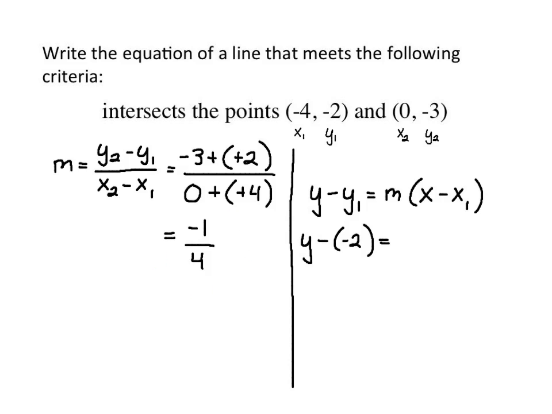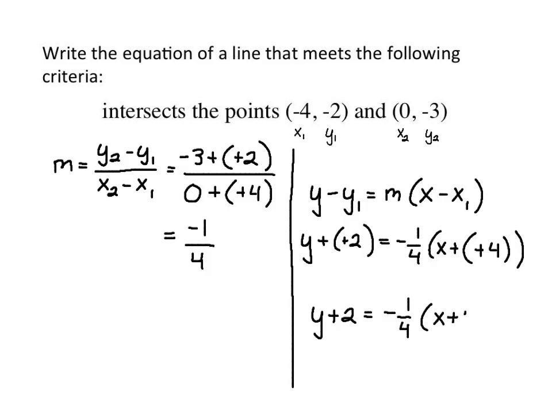equals our m value that we found, negative 1/4. So I can plug this in, giving us negative 1/4 times in parentheses x minus, and if we look at our x1, it looks like a negative 4, so I'm really subtracting a negative 4, which means I'm really adding 4. And just like here, subtracting negative 2 means I'm really adding 2. So writing out our final form, our point slope form is y plus 2 equals negative 1/4 times x plus 4. And that would be our final point slope form of this equation.